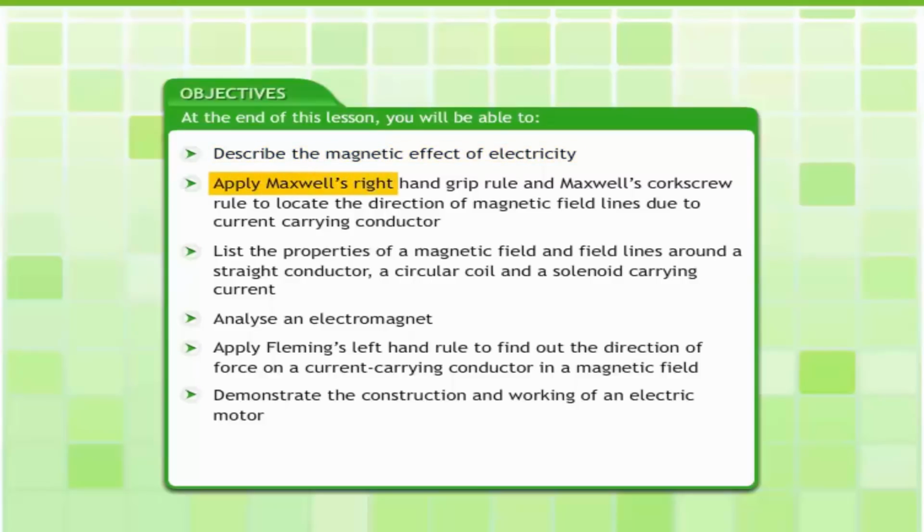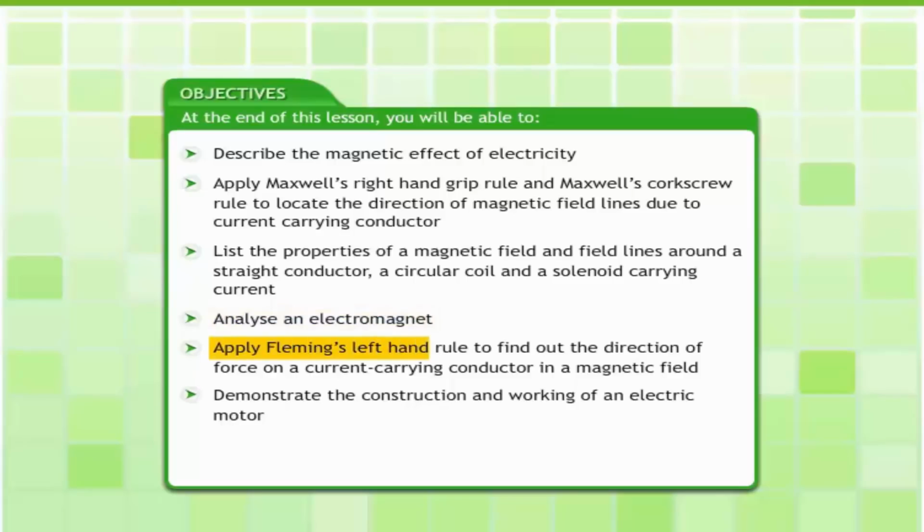Apply Maxwell's right-hand grip rule and Maxwell's corkscrew rule to locate the direction of magnetic field lines due to current carrying conductor. List the properties of a magnetic field and field lines around a straight conductor, a circular coil, and a solenoid carrying current. Analyze an electromagnet.